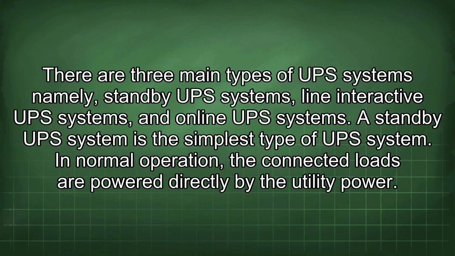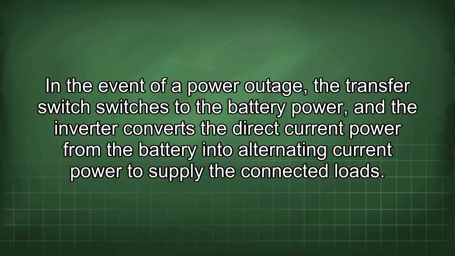UPS systems. A standby UPS system is the simplest type of UPS system. In normal operation, the connected loads are powered directly by the utility power. In the event of a power outage, the transfer switch switches to the battery power, and the inverter converts the direct current power from the battery into alternating current power to supply the connected loads.